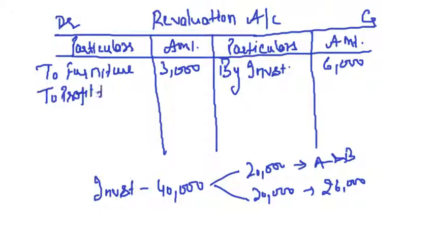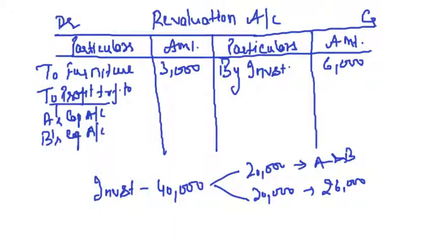Now the profit will be transferred to whom? The profit will be transferred to old partners' capital accounts. In which ratio? That is very, very important. In which ratio the amounts are to be distributed? That is very important.